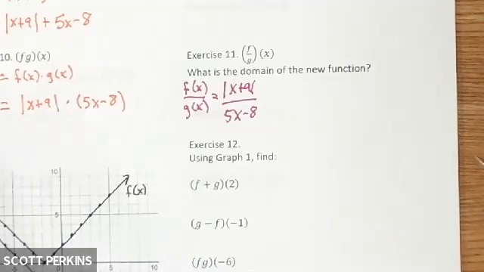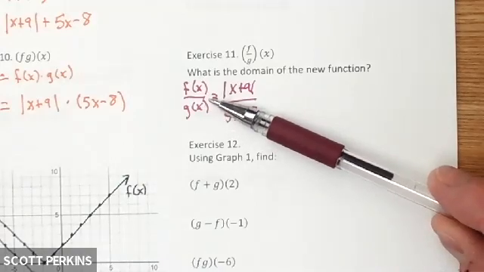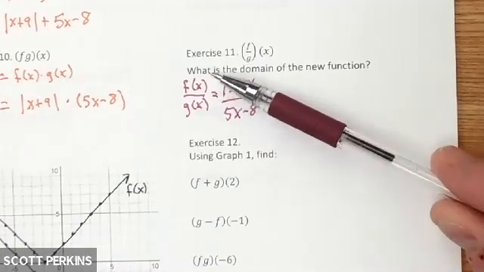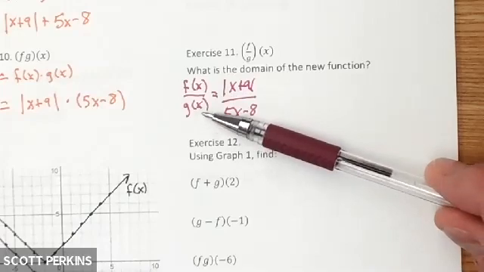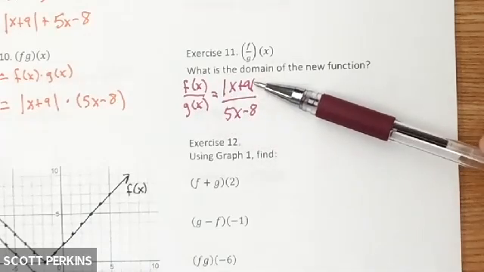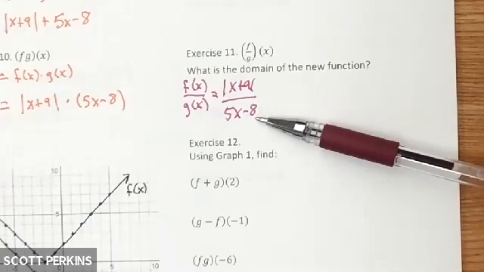Okay, so the first part of this is what is the quotient function? Well, the quotient function is simply what you get when you do the function f in the top and the function g in the bottom, which is the absolute value of x plus 9 in the top, 5x minus 8 in the bottom. Done. There's nothing else to do there.